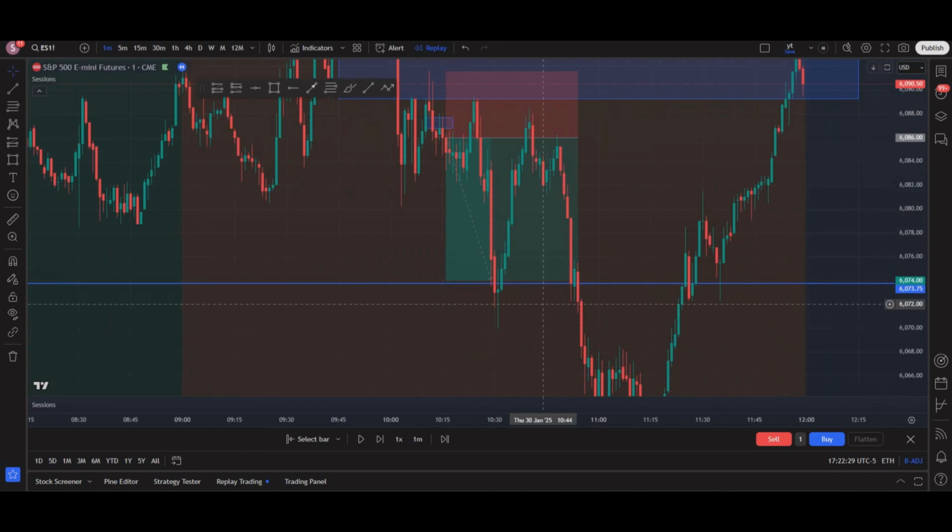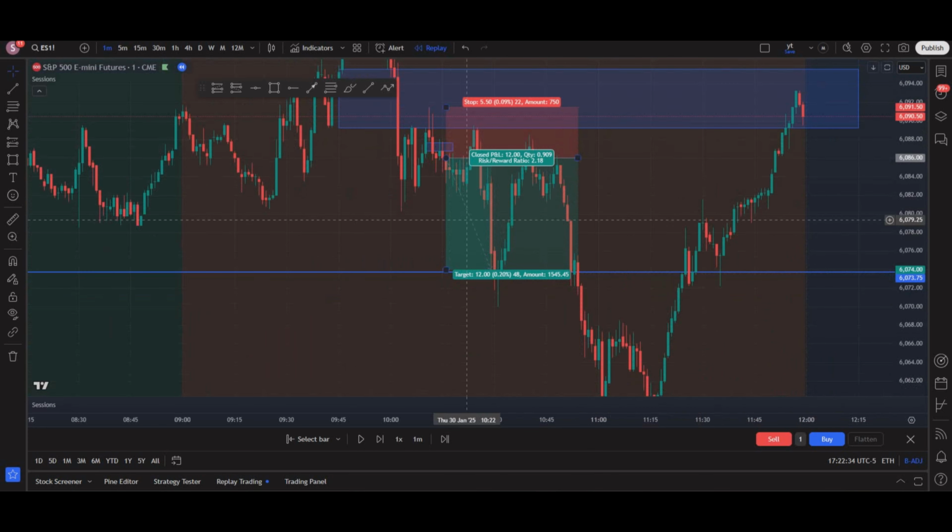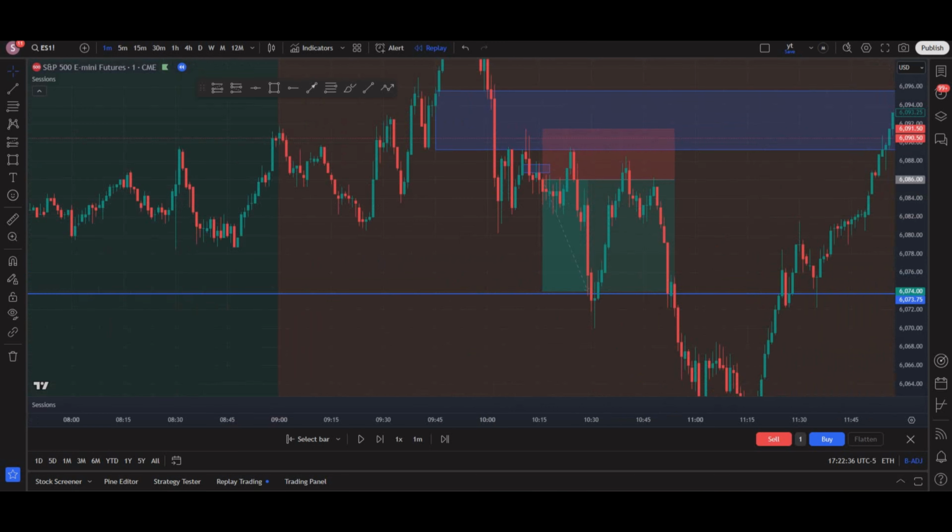Now, if you would have put your stop loss to break even and let it run, you would have been stopped out before it continued to push down, but the point still stands. You would have caught a 2.18R trade.